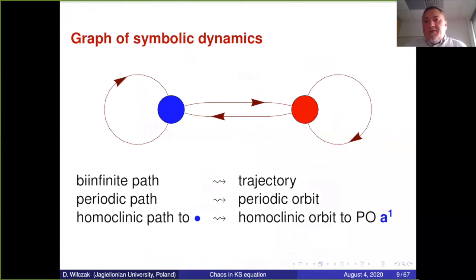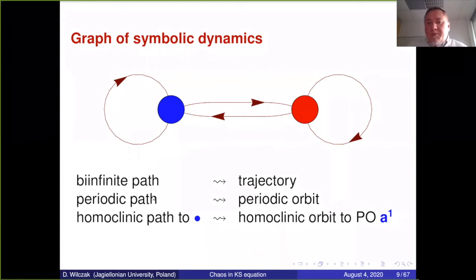So the result is the following. If we have any infinite path on this graph, it corresponds to a trajectory of the system. That means that if we have an infinite path of symbols, blue and red, then we can find a trajectory which follows this code of symbols. That means that the solution goes very close to the blue orbit, then to the red orbit, and can stay for a while next to the red orbit, etc.